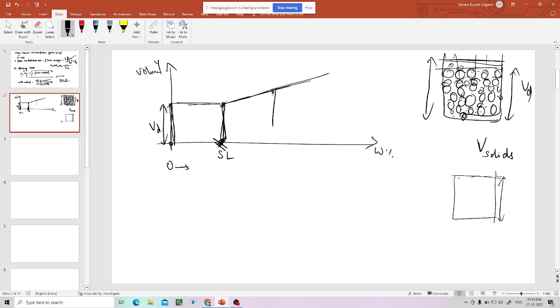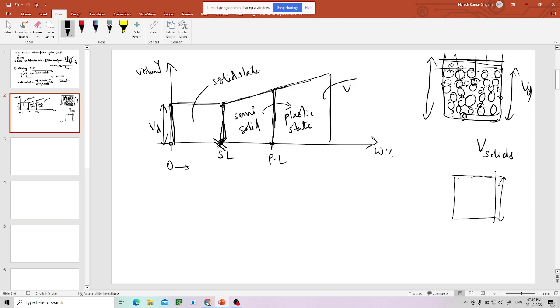So at a certain point, see, this is the solid state, and this is the semi-solid state. When it is in the semi-solid state, at a certain point it will transform to the plastic state. That point is called the plastic limit. Then at one particular point, it will transform from the plastic state to the liquid state. That point where it is changing is the liquid limit. So you can find out by using tests what the plastic limit, liquid limit, and shrinkage limit are for a particular soil.